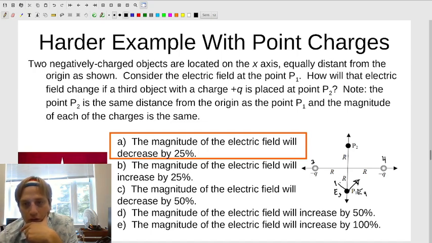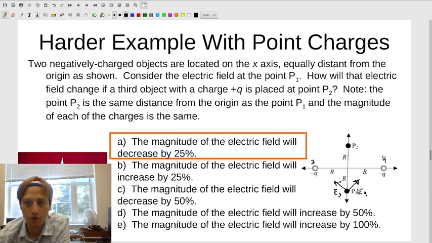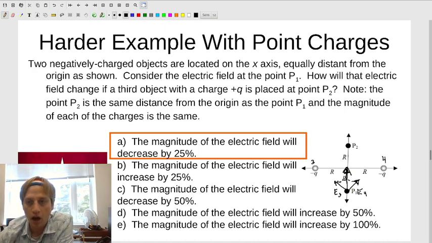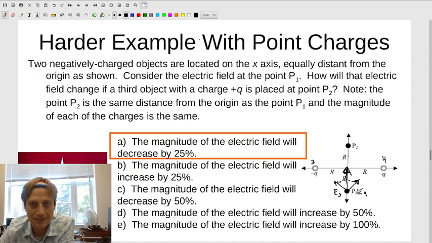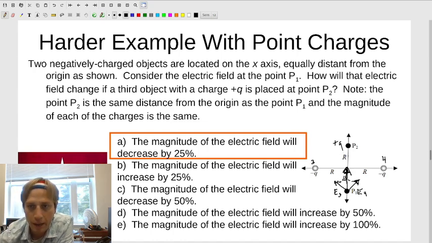And I notice that there's a mirror symmetry here where the x components from E3 and E4 cancel out. Okay, and then when I add those together, it's just going to be the x component of this one plus the x component of that one. On the other hand, it says, how will that electric field change if a third object with charge plus q is placed at point P2? Okay, so plus q, if I put that up here, what happens?